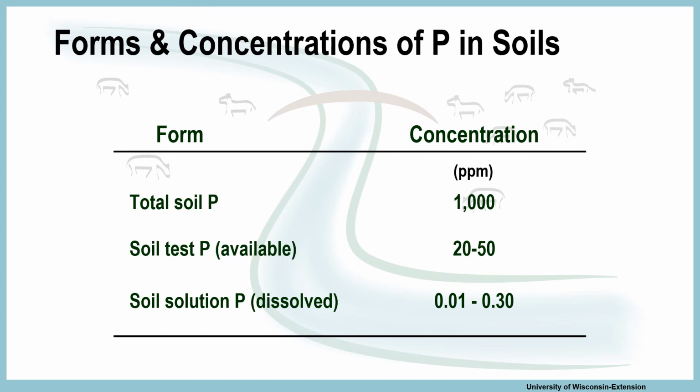This table shows the form and typical concentrations of phosphorus in soil. You can see that only a small amount, about 2 to 5% of the total soil phosphorus content is potentially plant available, as measured with a soil test. Only a very small portion of a typical soil's phosphorus content is in that dissolved, readily plant available form.